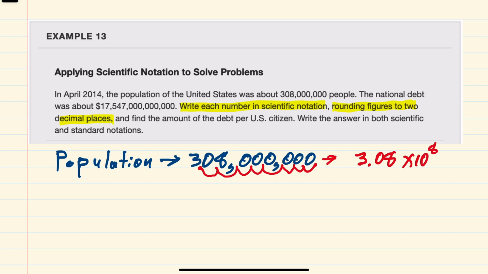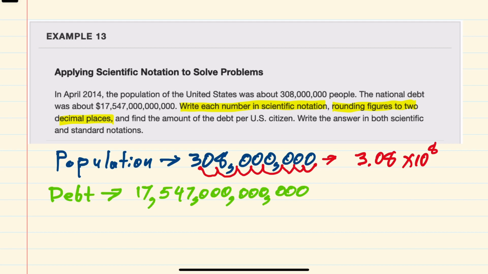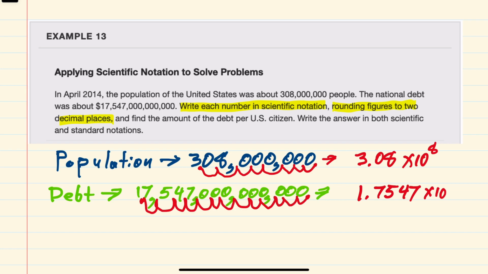That is our population. The debt is also a very large number, and we need to move the decimal behind the first non-zero number. So we would have 1.7547 times 10 to the positive exponent, since it's a large number. And this time, the decimal must be moved 13 times, so times 10 to the 13. But we were asked to round to 2 decimal places, so I'm going to drop this 4 and 7 and say that this is 1.75 times 10 to the 13th.